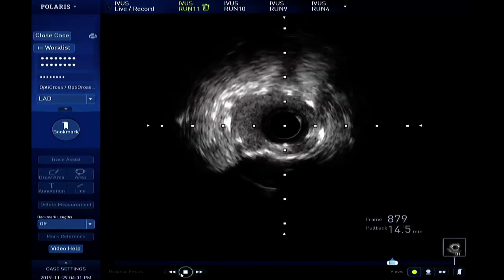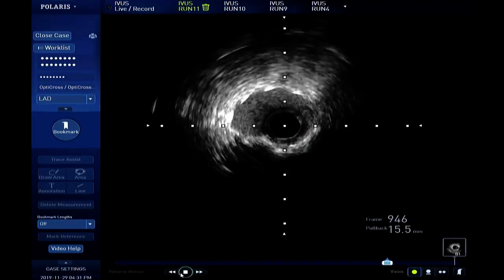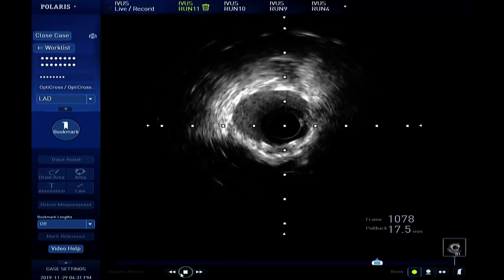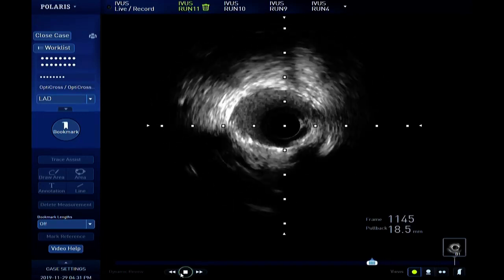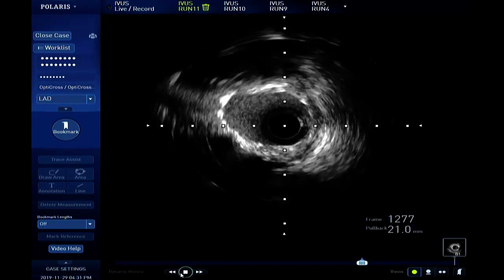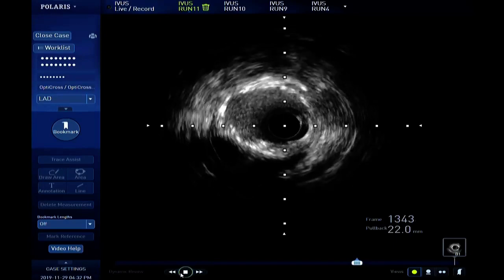Okay, the diagonal is coming. The second diagonal is coming. I applied 3.0 high pressure to 18 millimeter mercury here. This is another diagonal, the proximal diagonal one.